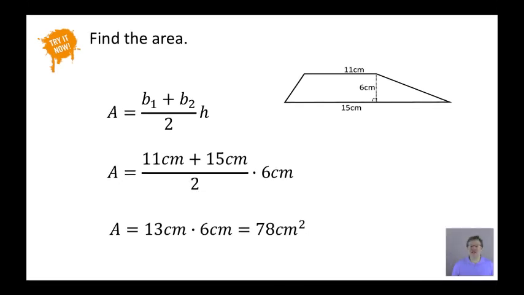Welcome back. Well, once again, we're finding the average of two bases, the top one and the bottom one, and we're multiplying that average times the height. Base 1 and base 2 are 11 centimeters and 15 centimeters, so when we average those two together, we get 13 centimeters. We multiply that times the height of 6 centimeters to get us 78 square centimeters.